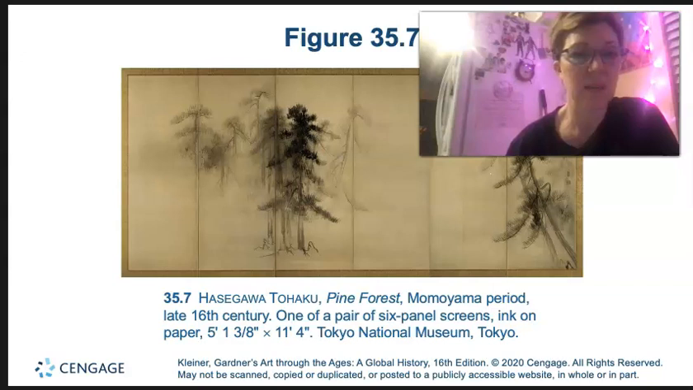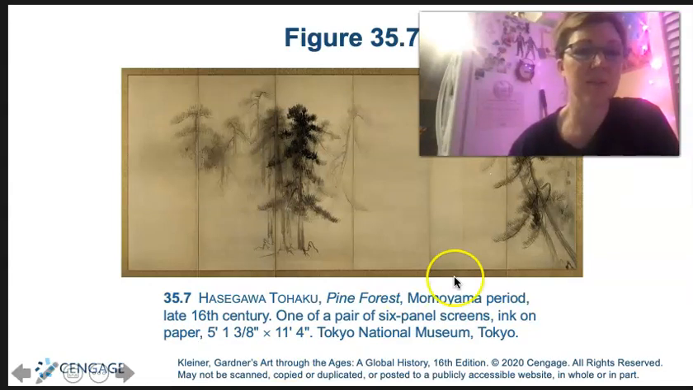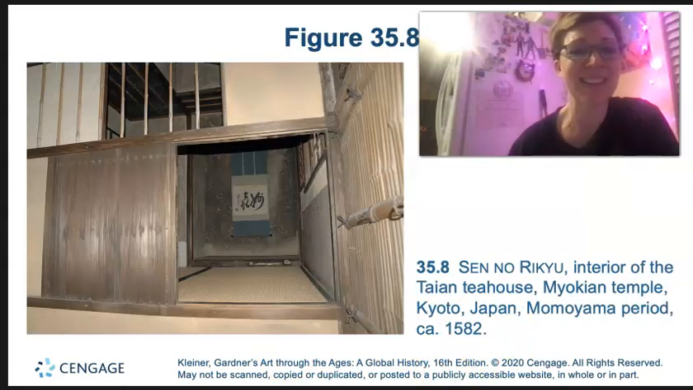Okay, here is another pair of six-panel screens. This is Hasegawa Tohaku, the pine forest. Again in the Momoyama period. The mystery, wandering, and near formlessness of Hasegawa Tohaku's pine forest invokes the precept of Zen Buddhism, which is the illusory nature of mundane reality. I wish it was more illusory.